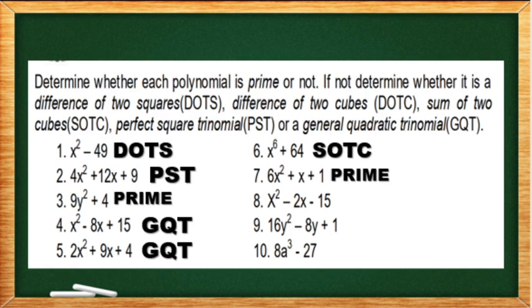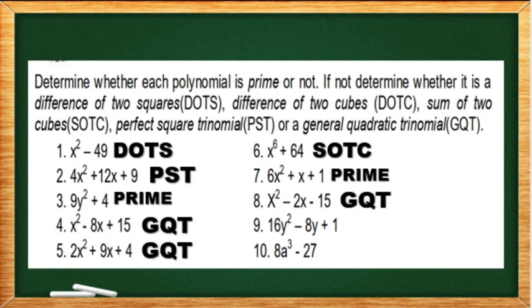Number 8. X squared minus 2x minus 15. Automatic, it's not PST because of 15. 15 is not perfect squared. Think of two numbers once you multiply, negative 15. But if we add, negative 2. And the answer is negative 5 and positive 3. Tama? Negative 5 and positive 3. Add natin, negative 5 plus positive 3. The answer is negative 2. So therefore, GQT.